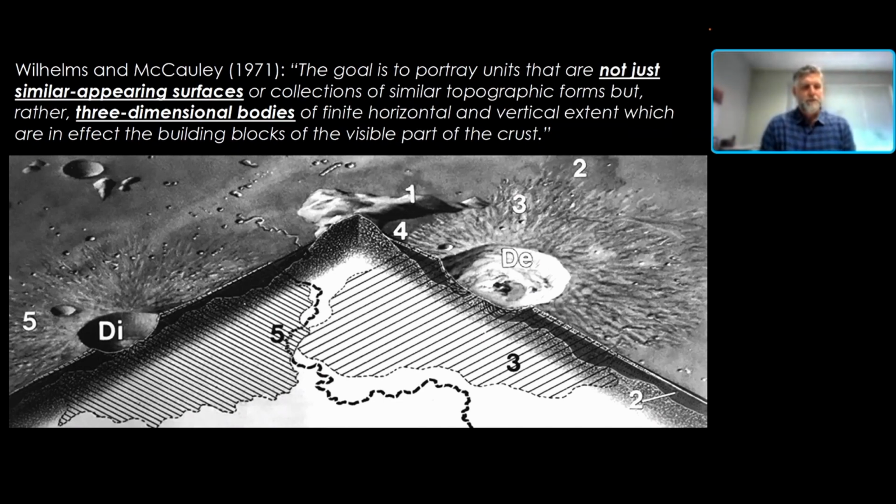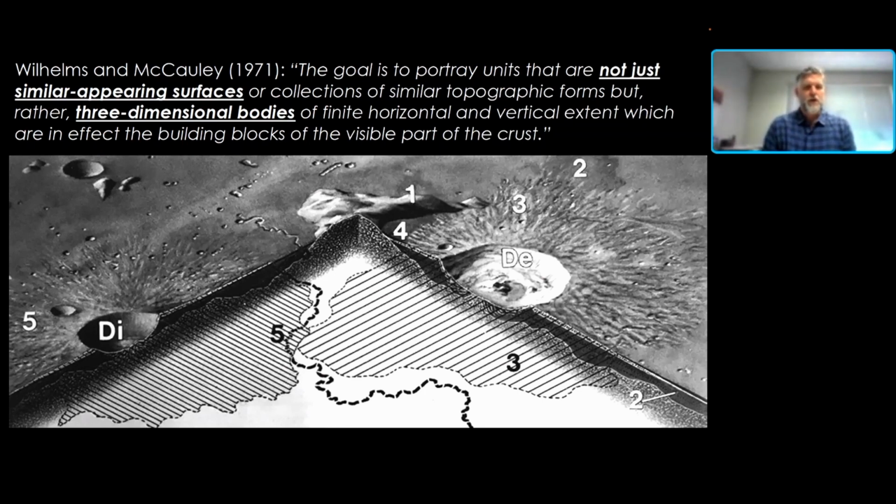There were a lot of heavy hitters that were participating in this work early on for Apollo, and one of the best quotes that we've seen so far is this Wilhelms and Macaulay quote from the near-side geologic map. And what they were saying was the goal is to portray units that are not just similar appearing surfaces or collections of similar topographic forms, but rather three-dimensional bodies of finite horizontal and vertical extent. And those are the building blocks of the visible part of the crust. So when we talk about geologic mapping, we're not talking about circling like features. We're talking about things that exist in three dimensions. And then you add that fourth dimension with time.